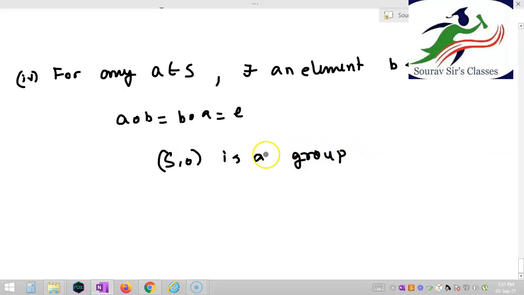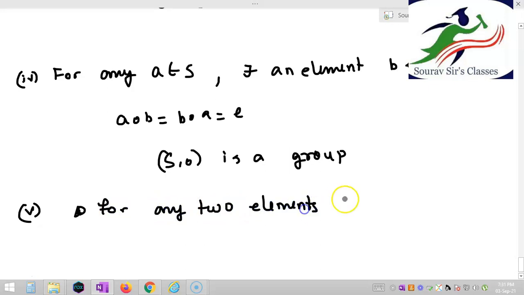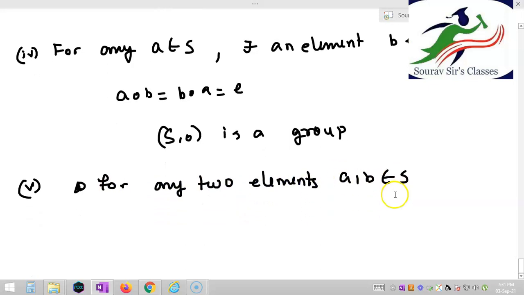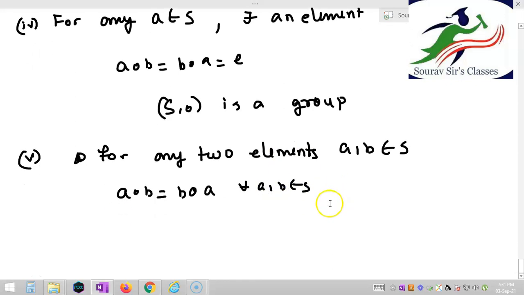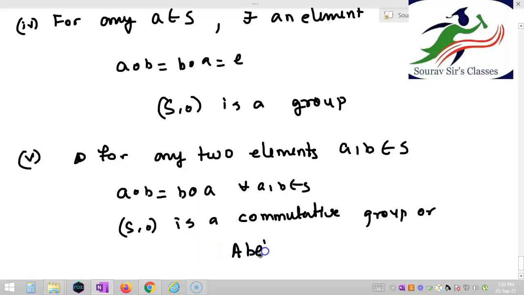Now, with these four properties, if S satisfies commutativity, that means for any two elements A, B belonging to S, A compose B is equal to B compose A, for all A, B belonging to S, then we will say that S is a commutative group, that is, S compose is a commutative group or abelian group.